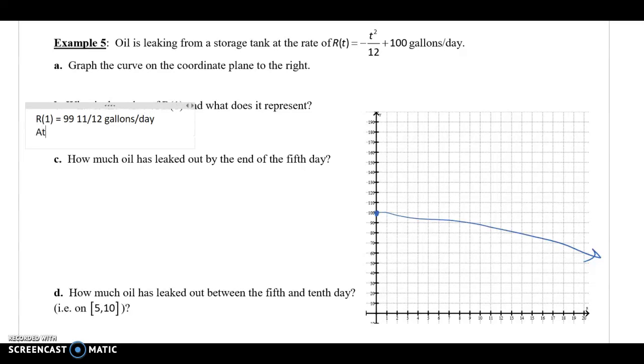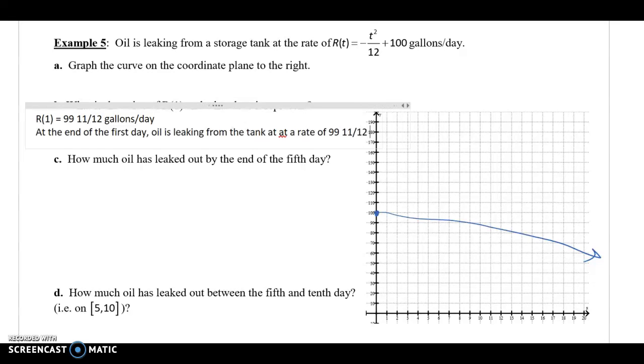It would represent that at the end of the first day, oil is leaking from the tank at a rate of 99 and 11/12 gallons per day.